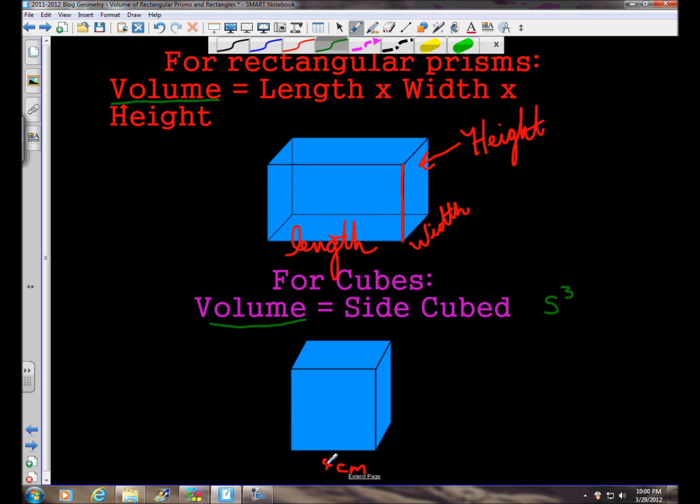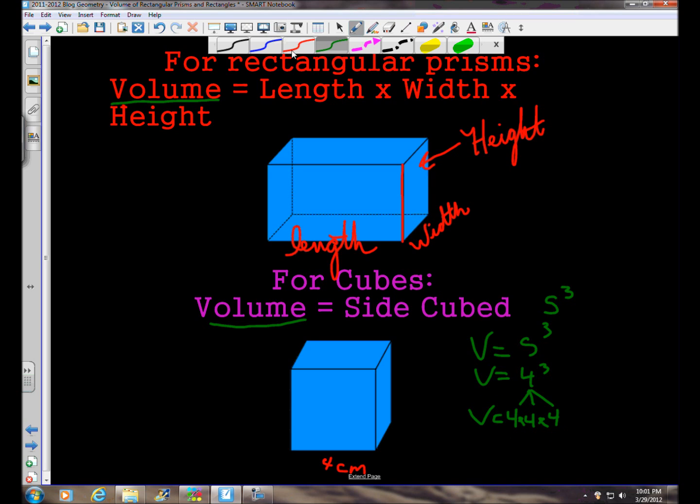So in this case, we have 4 centimeters as the measure of one side. So let's throw that in there. We know that volume equals side cubed. So volume must equal 4 to the third power. What does that mean? Well, we did talk about that in our order of operations posts. When you have a number raised to the third power, that's an exponent, and it just tells you that you want to multiply that number by itself the number of times shown in the exponent. So it would be 4 multiplied by itself 3 times, and that would be your volume.